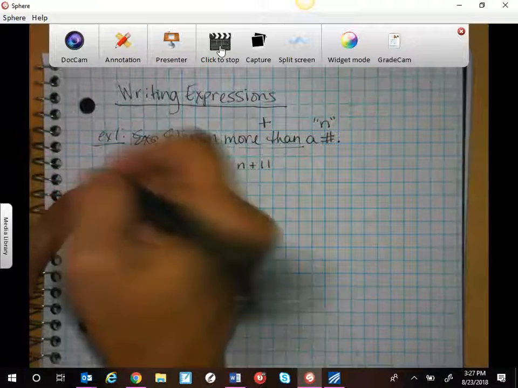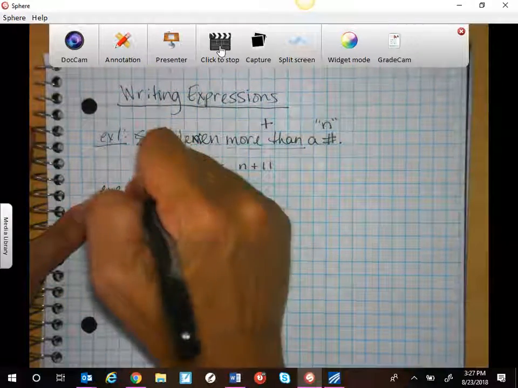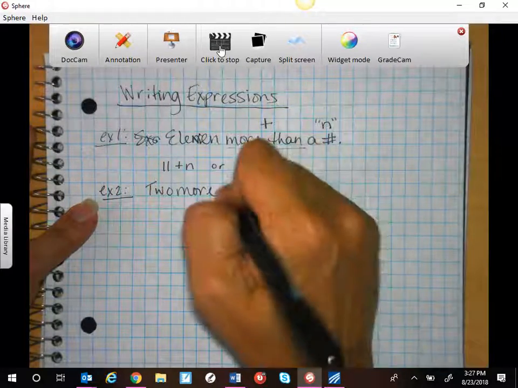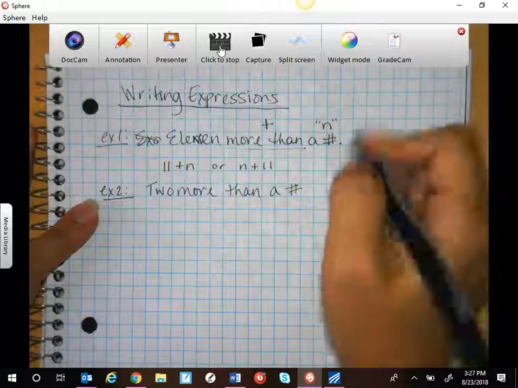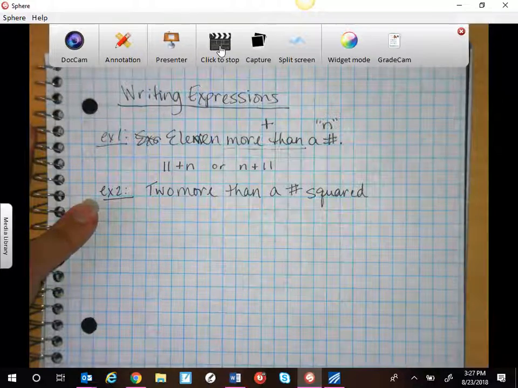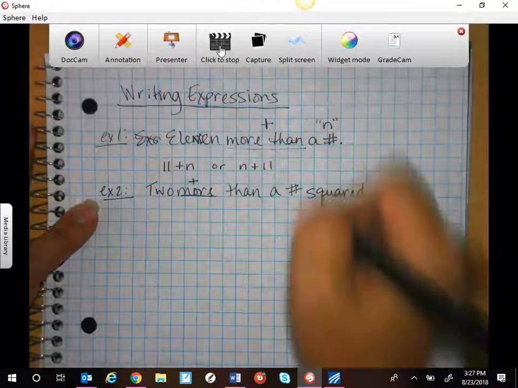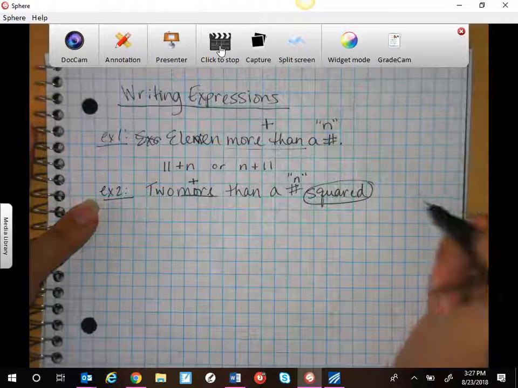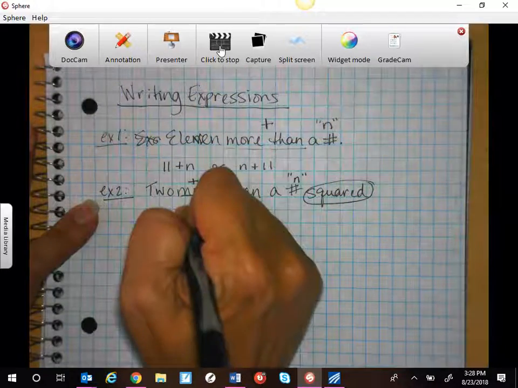Another example I want you to look at, and again, this should be completely reviewed for you, 2 more than a number squared. And when you're taking the notes, you're just writing what I am and processing. If you need to pause the video, then you could do that and come back. Again, here's that "more than." There's that number. You need to think about what this means. When we square something, we're timesing it by itself. So we can write 2 plus n squared.